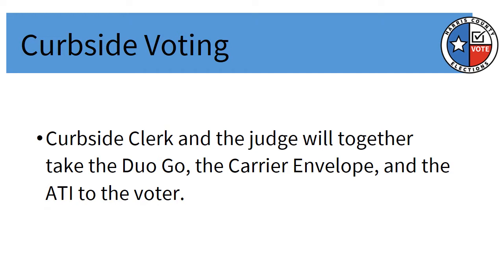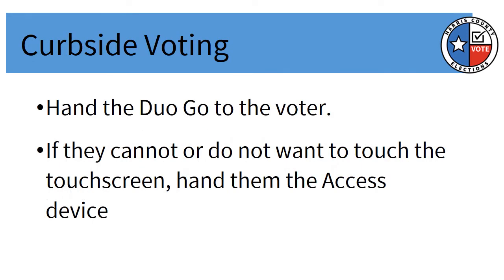The curbside clerk and the judge will go together to take the Duo Go, the carrier envelope, and the ATI to the voter. One person should carry the Duo Go and one should carry the envelope and the ATI. Hand the Duo Go through the window to the voter. If the voter cannot or does not want to use the touchscreen, you may hand them the ATI device and direct them where to plug it in.